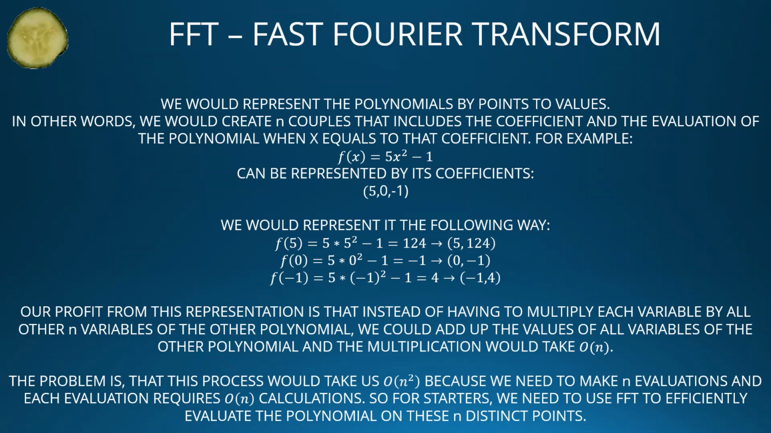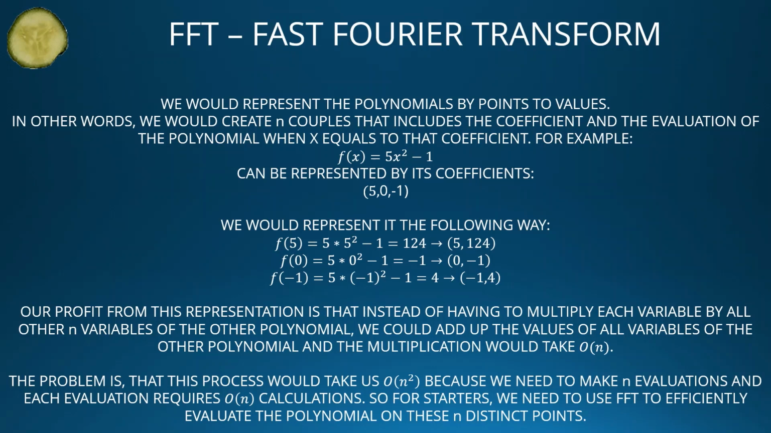Our profit from this representation is that instead of having to multiply each variable by all other n variables of the other polynomial, we could multiply the values of all variables of the other polynomial and the multiplication would take O(n). The problem is that this process would take us O(n²) because we need to make n evaluations and each evaluation requires O(n) calculations.